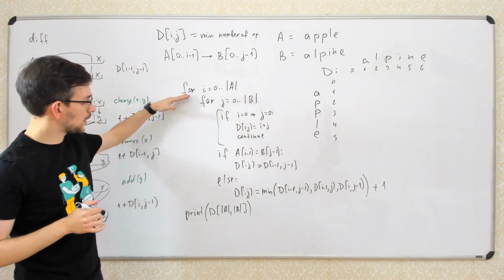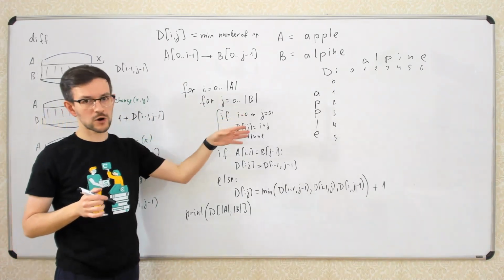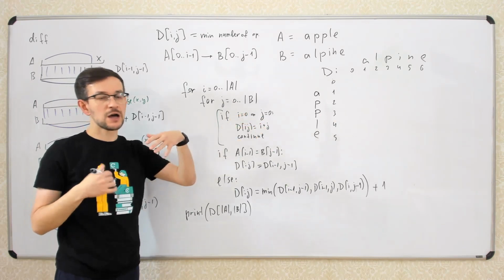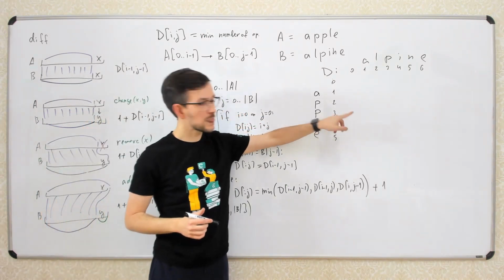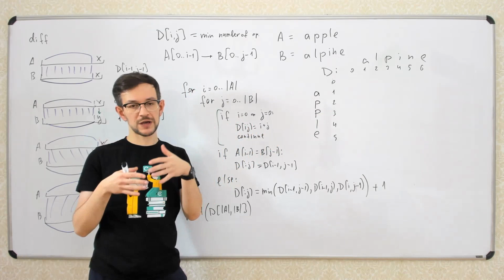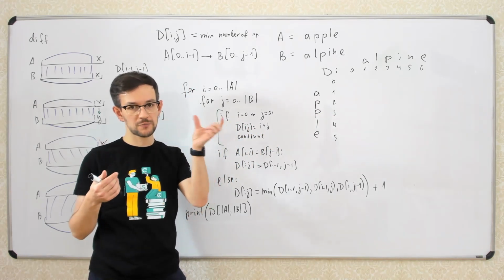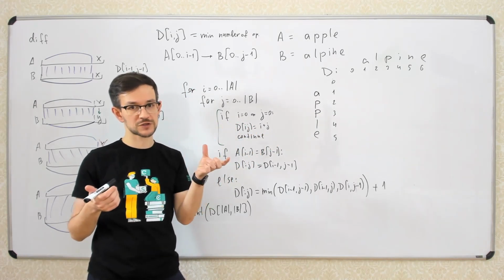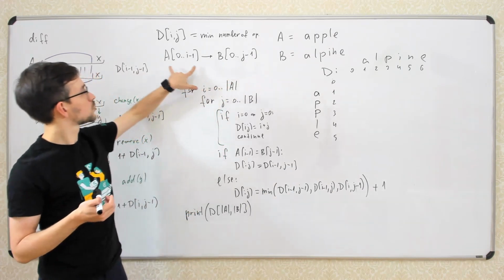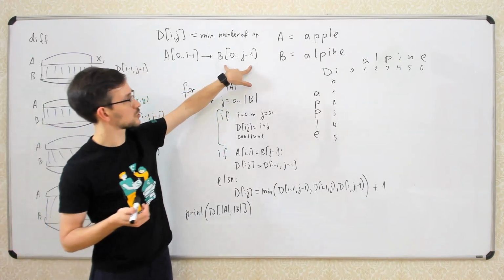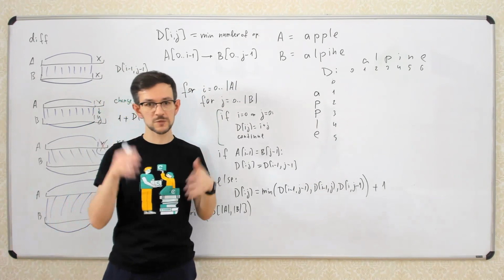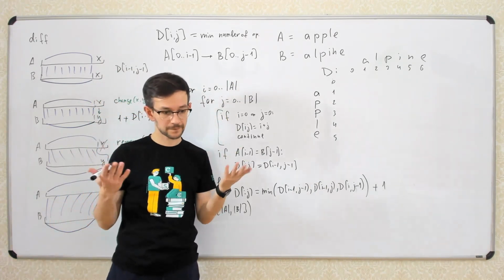And now we simply go row by row and fill this table. Again, each cell of this table contains the result of the solution of the problem for the given prefix of string A and the given prefix of string B. So we take this prefix of string A and this prefix of string B, and calculate the optimal number for these two prefixes.